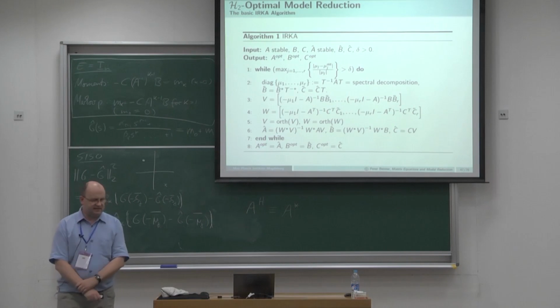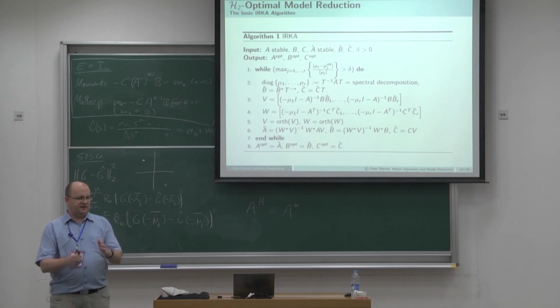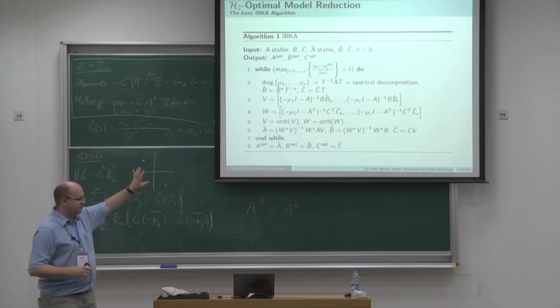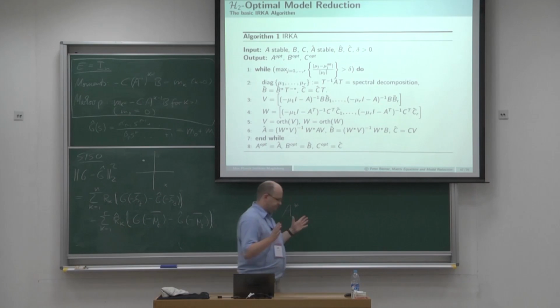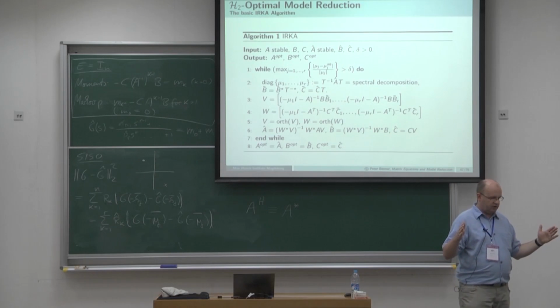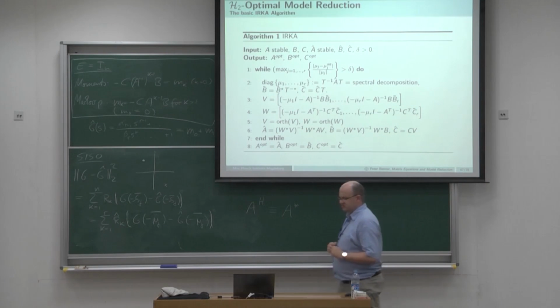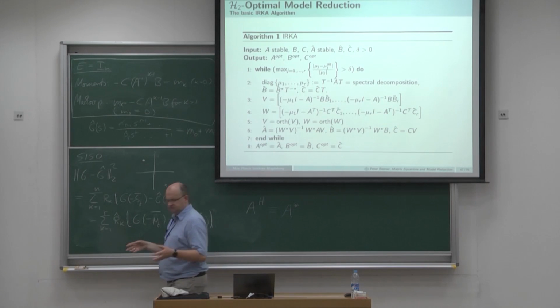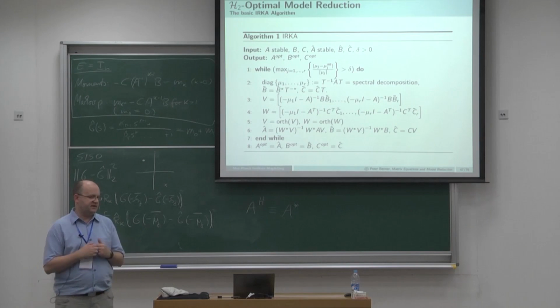So there is now a selection of papers that try, in this moment matching framework, without having these H2 optimality conditions in mind, choosing the interpolation points at which you match moments also in a way that certain more or less heuristic error indicators are minimized. And you get very good methods that are often more practical than that one.